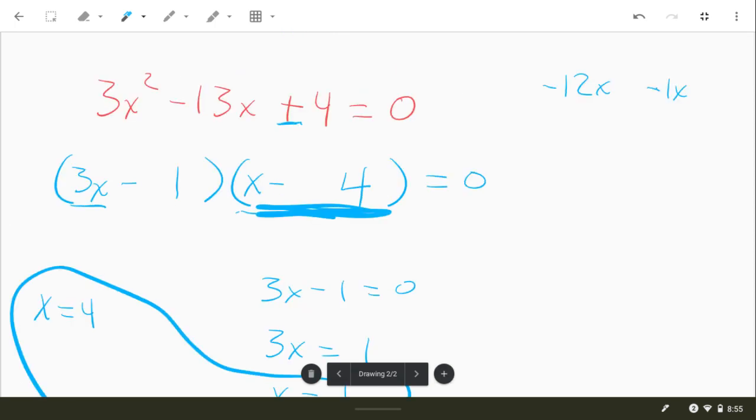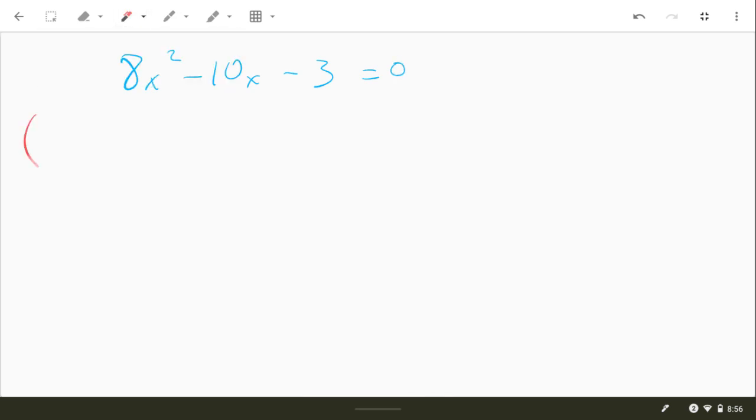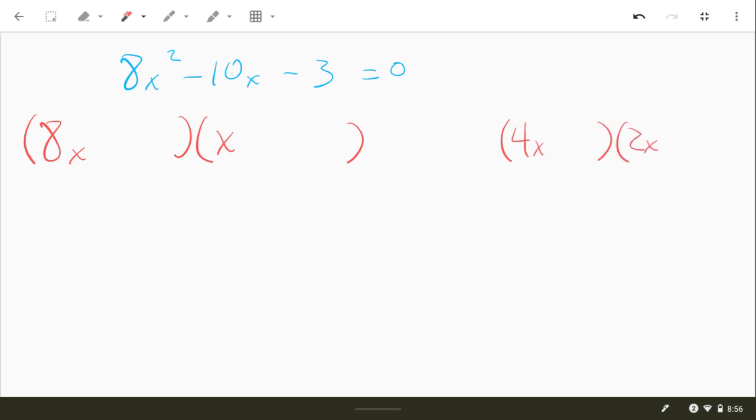All right, I got one more. This one's kind of a tough one. It's going to be 8x squared minus 10x minus 3 is equal to 0. All right, for this one, we're going to have two options. In order to get an 8x squared, oh yeah, by the way, 8, 10, and 3 don't have anything in common, so there's no GCF to factor out. It could be an 8x and an x, or it might be a 4x and a 2x. I know it's going to be different signs because of the negative, but I'm going to wait on that.